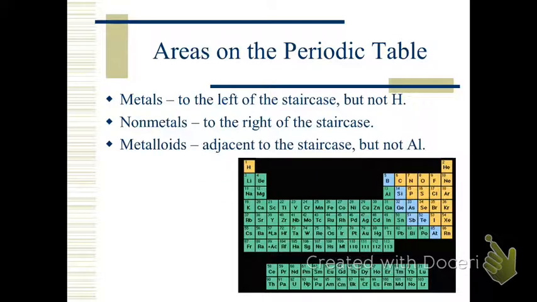And then bridging the gap between the metals and the nonmetals are what we call metalloids, which are adjacent to the staircase and include most of those elements. It doesn't include aluminum, so you need to make sure that you know that. It also doesn't include polonium, but that's not anything I would actually ask you to recall.